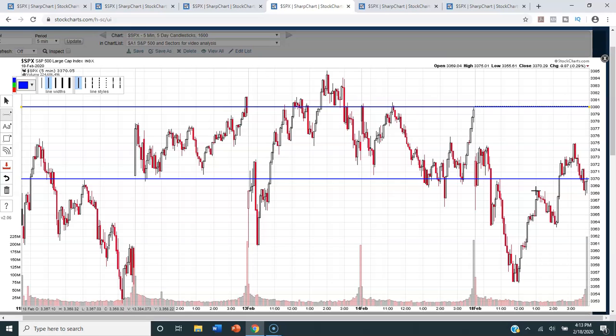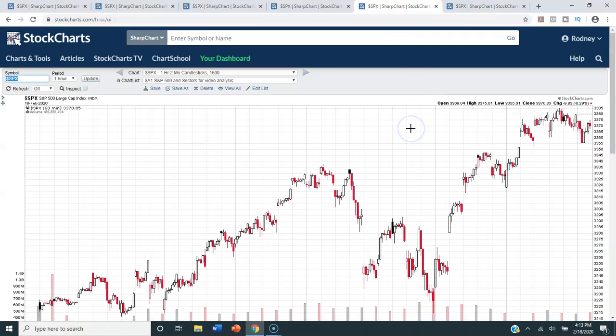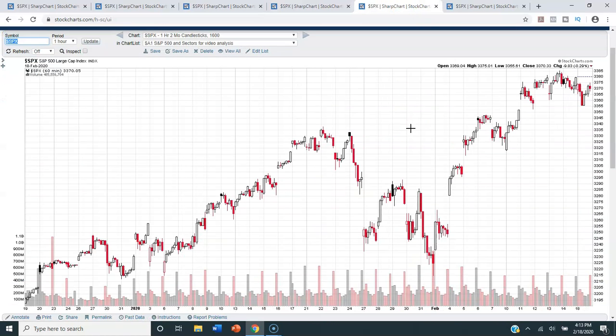However, if we start to see several days where we close beneath that 3370 area on the S&P 500, that will let us know that the markets are starting to get weak in the short term. So let me get rid of my annotation here, and let's move on to the next time frame, which this particular chart is a 60-minute chart. So each vertical candle, each bar, represents 60 minutes of trading, and this is a 2-month chart.